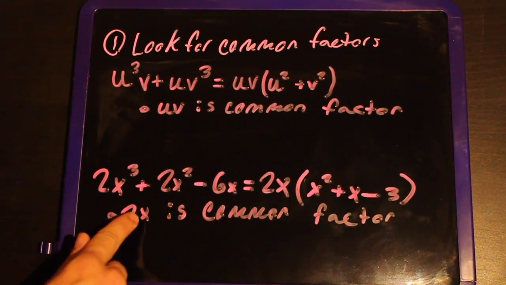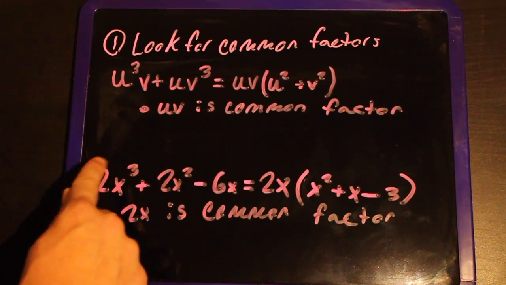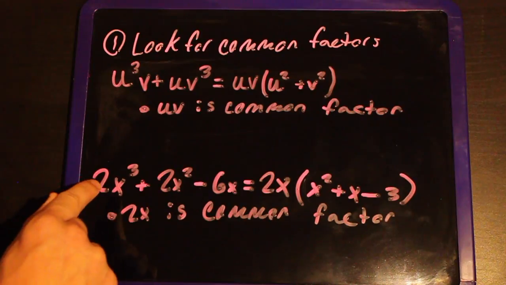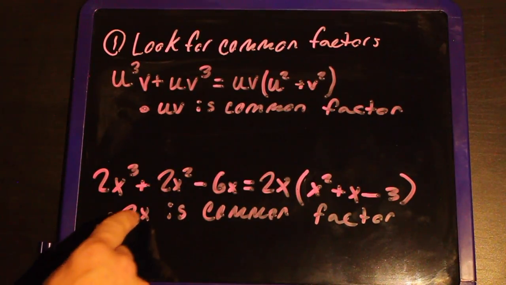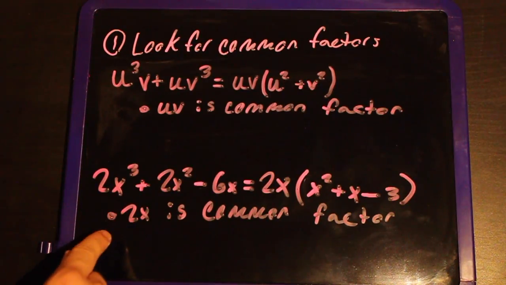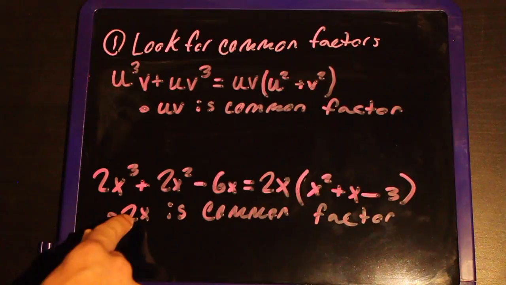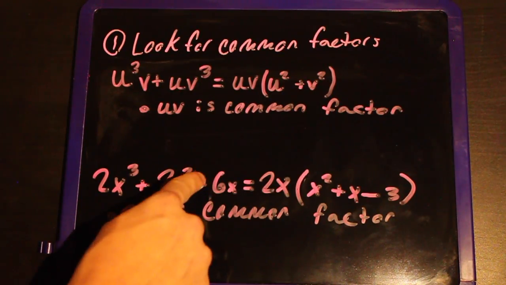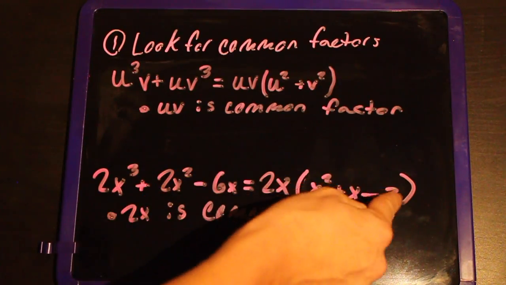Because when we pull 2x from 2x cubed, we're just going to have x squared because it's going to lose the 2 and lose one of the x's. When we pull 2x away from 2x squared, it's just going to be x because it loses the 2 and one of the x's. When we pull 2x from negative 6x, we're going to end up with negative 3 because we're pulling away the 1x and we're dividing the negative 6 by 2, which gives us negative 3.